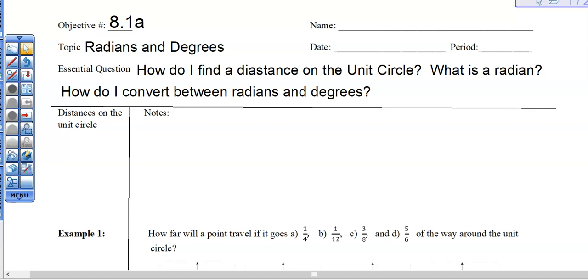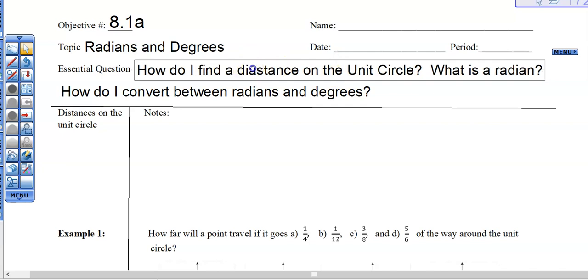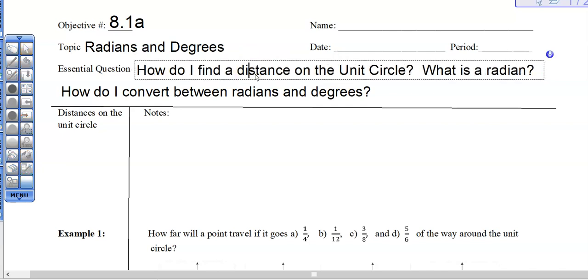So the topic today is radians and degrees. How are they related? How do you move to a language of radians instead of degrees? So essential questions, that does not say distance, so I'm going to fix that as I go. How do I find a distance on the unit circle? What is a radian? And how do I convert between radians and degrees?